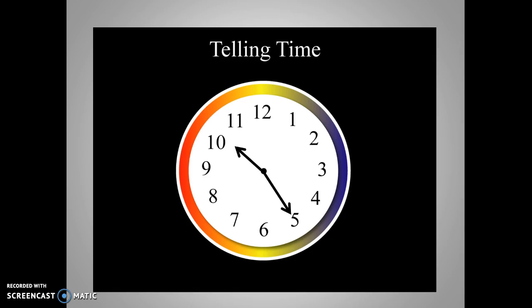The next one, this is 10:25. We're not quite to 10:30, so you're going to say son las diez y veinticinco, 10 and 25 minutes.